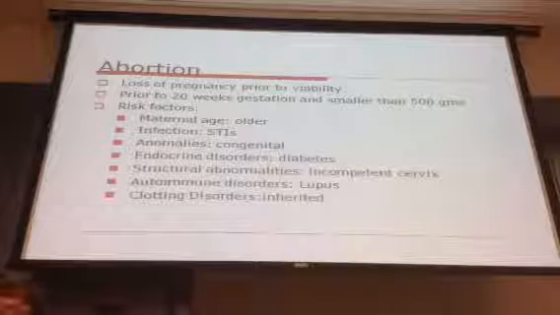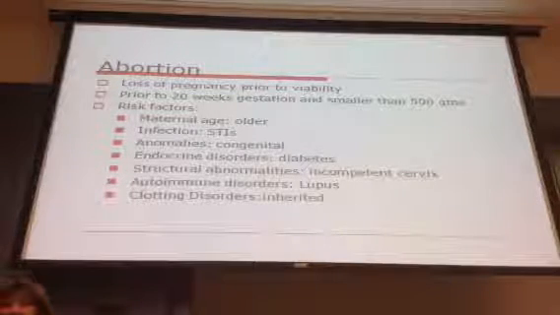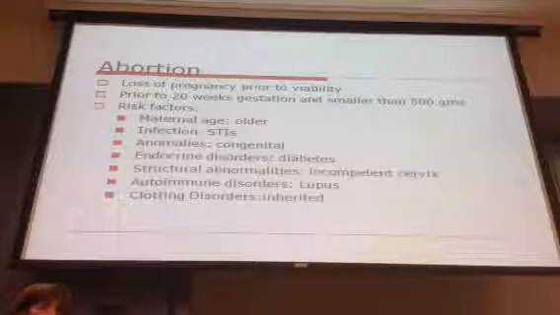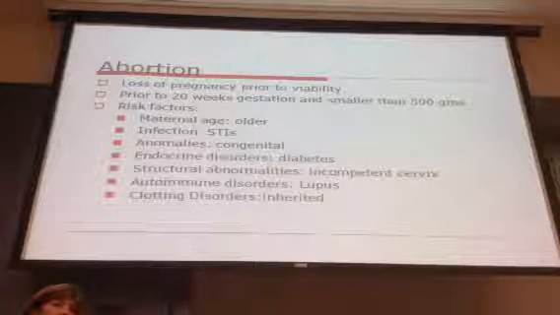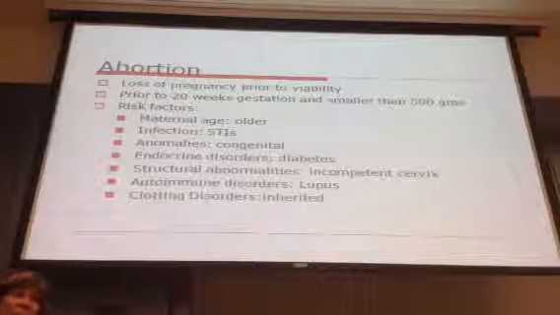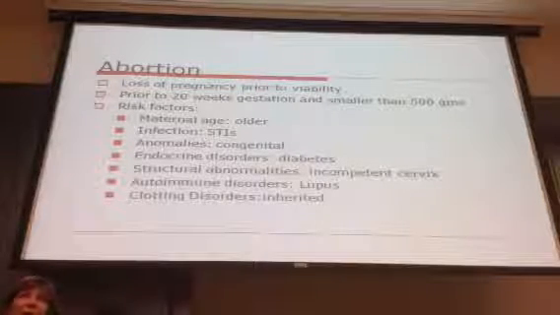So viability, and we'll talk about this when we talk about preterm babies, is around 23 weeks, give or take a couple of days. Prior to 20 weeks gestation, you're definitely not going to deliver a viable fetus. And smaller than 500 grams, there are some babies that are delivered that are viable past 23 weeks that are smaller than 500 grams.